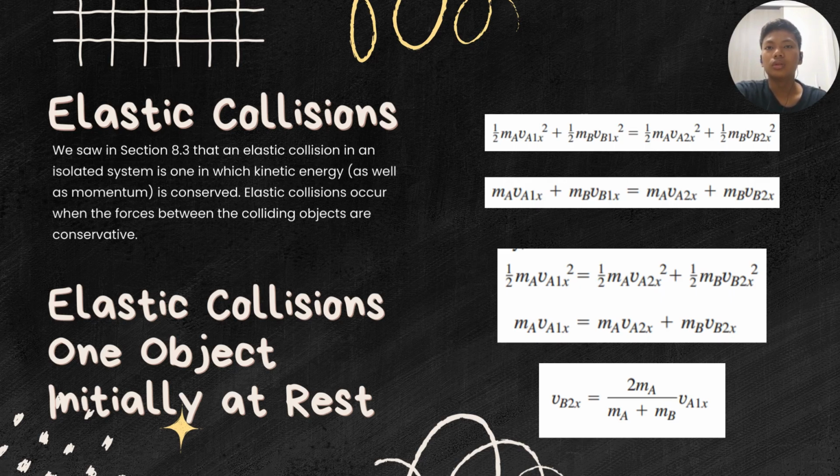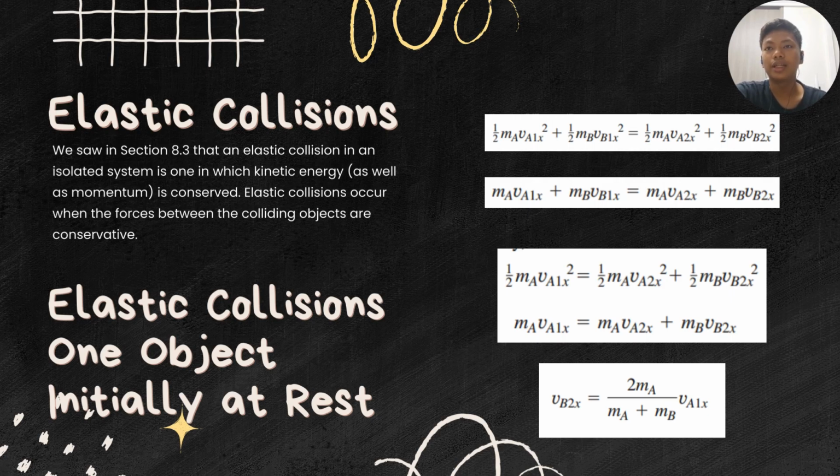So if the masses M_A and M_B and the initial velocities V_A1x and V_B1x are known, we can solve these two equations to find the final velocities V_A2x and V_B2x. We will use the second formula given here, since they are given, we could solve them using that equation.